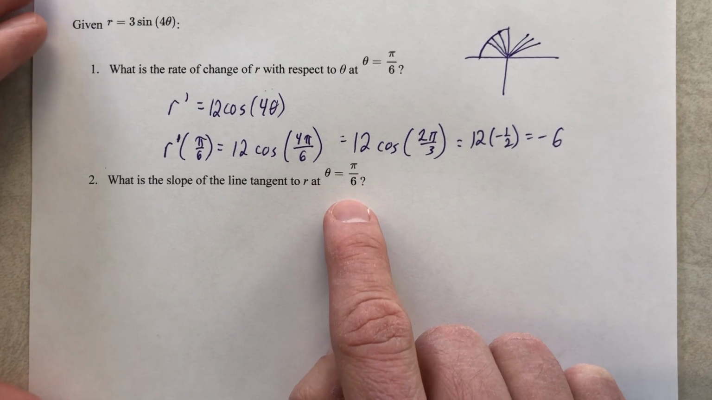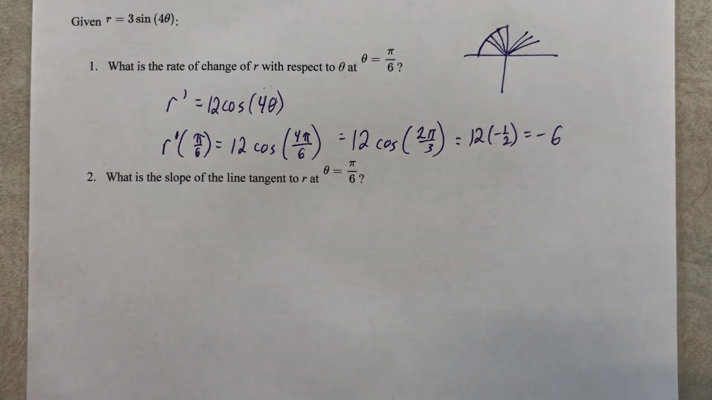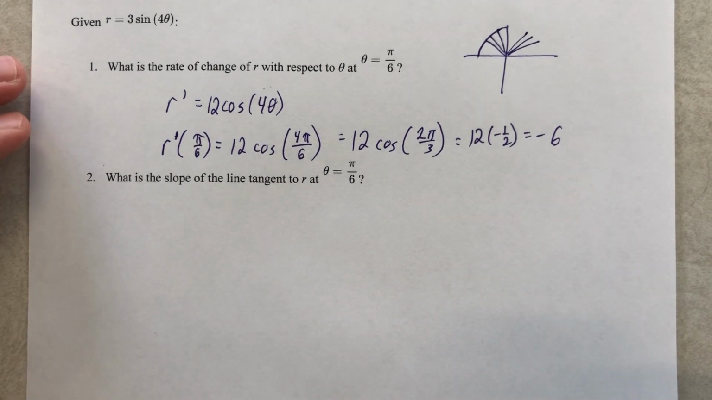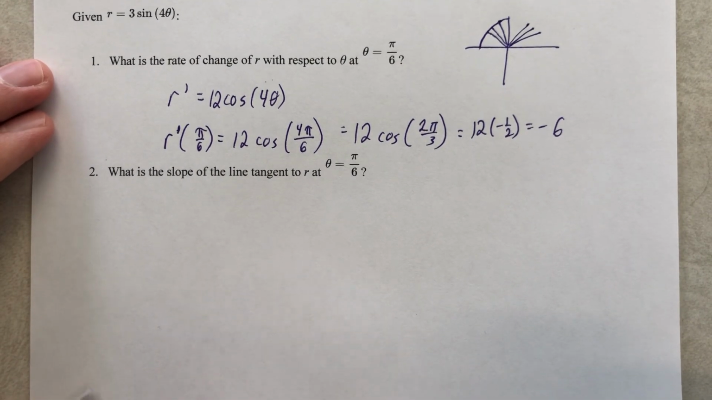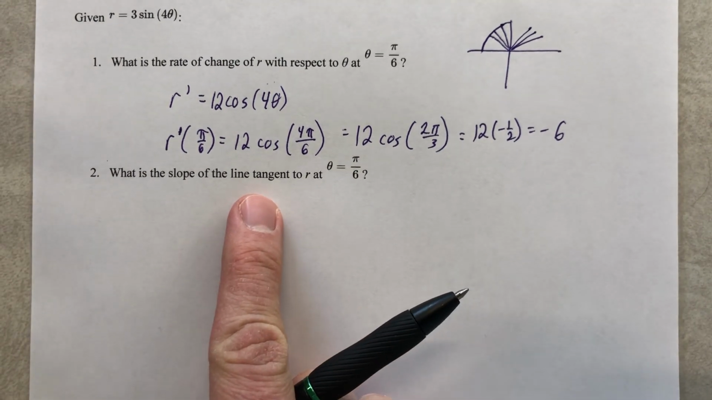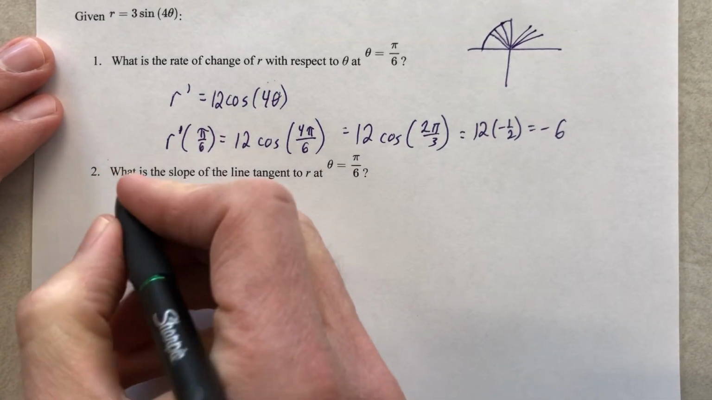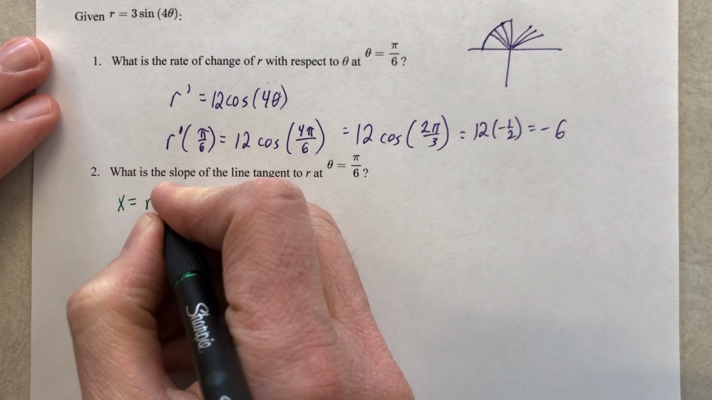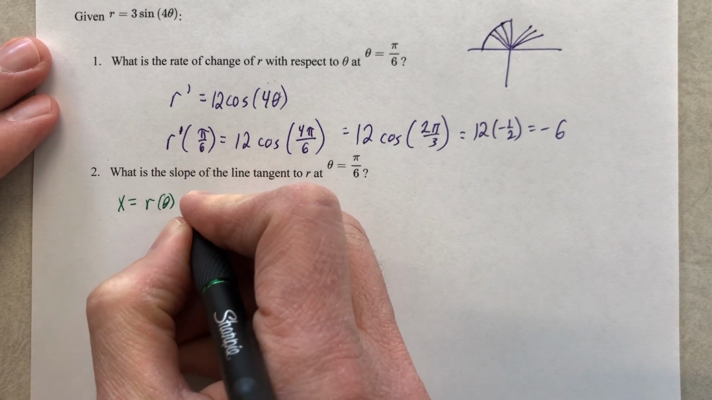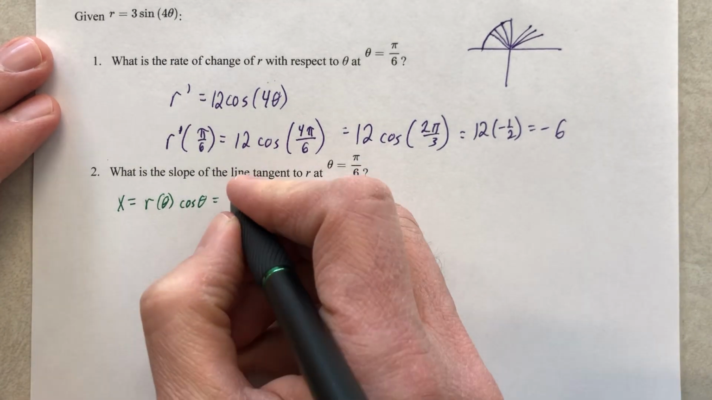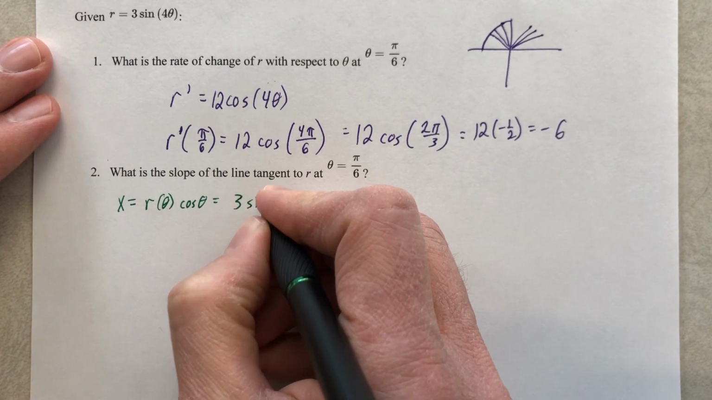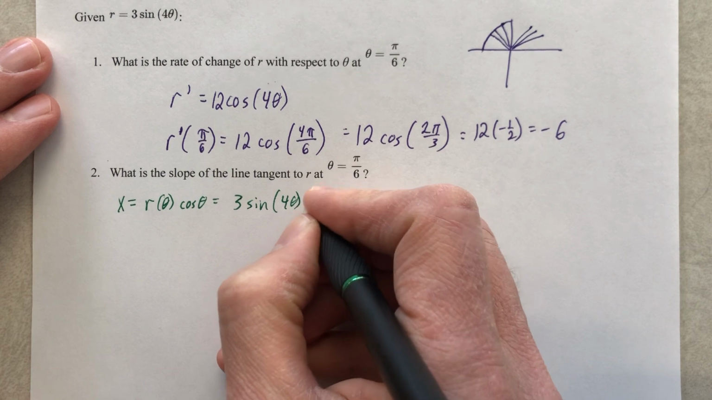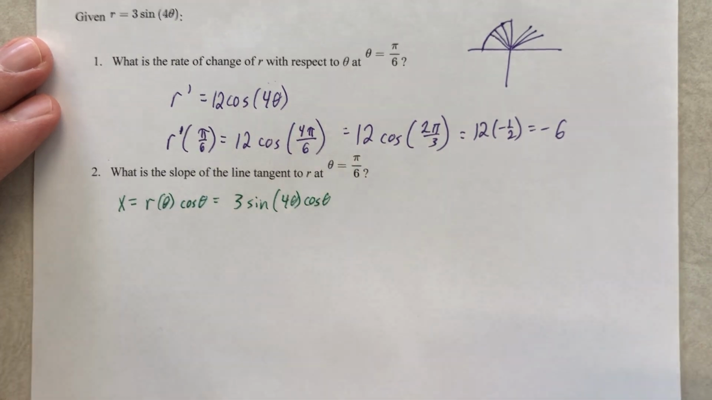Slope of the line tangent to r at theta equals pi over 6. Well, let's hold off on that pi over 6 for now, and what we're going to do instead is switch to green. We're going to eventually find dy over dx, because that would be the slope of a tangent line, right? So x is r of theta cosine theta. I'm just going to write that. That would be 3 sine 4 theta cosine theta.